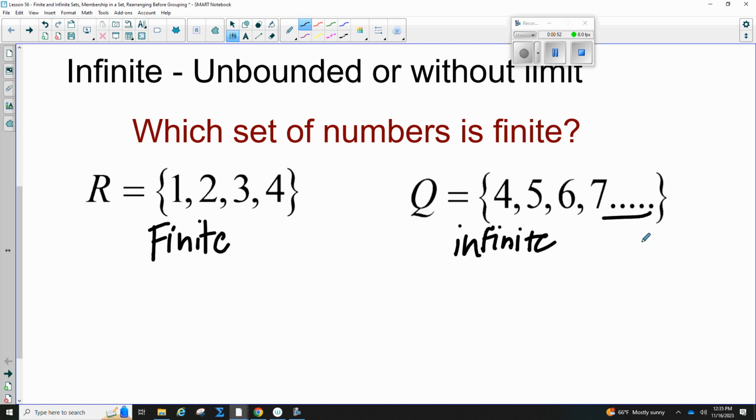Yes. Does infinite have a start? This one does have a start. Yeah. It could have dots on both sides too. All right. But this one would be 4 and up, which is forever up.